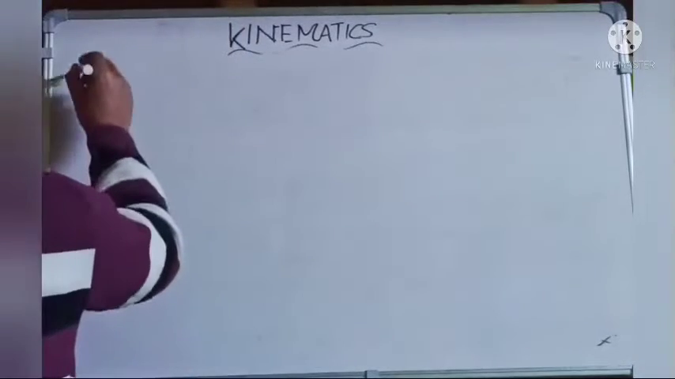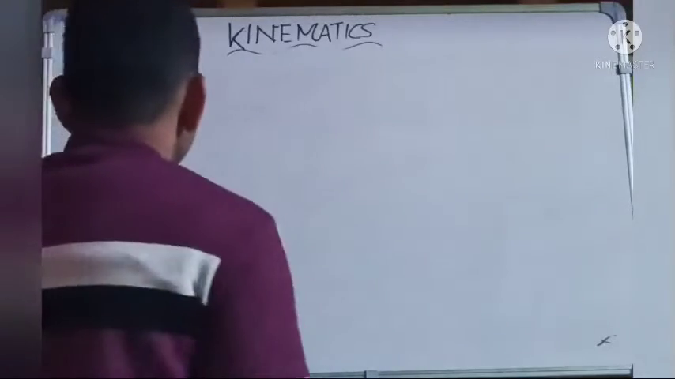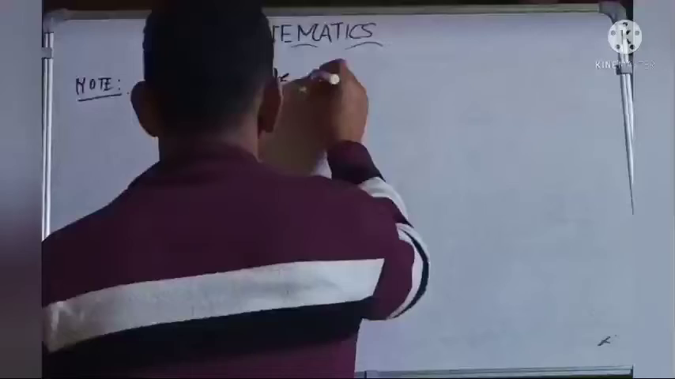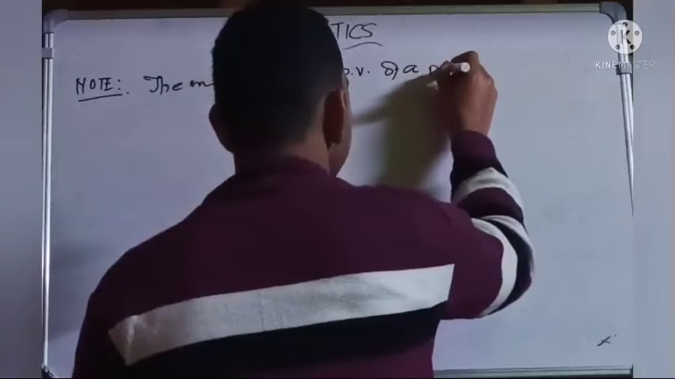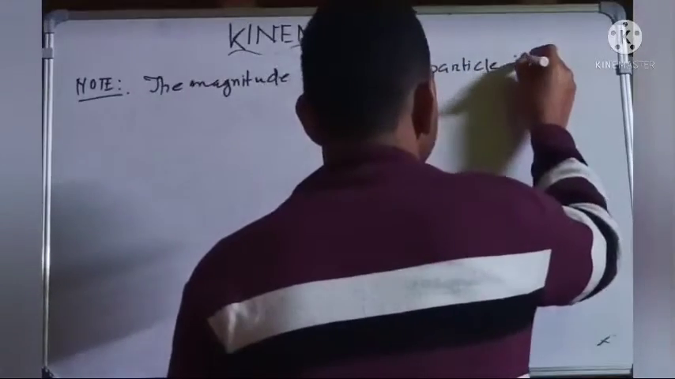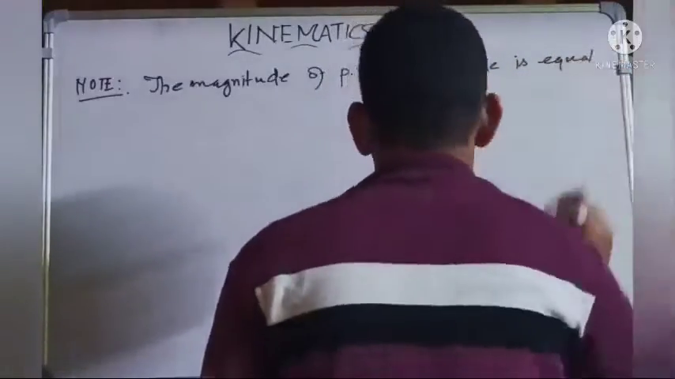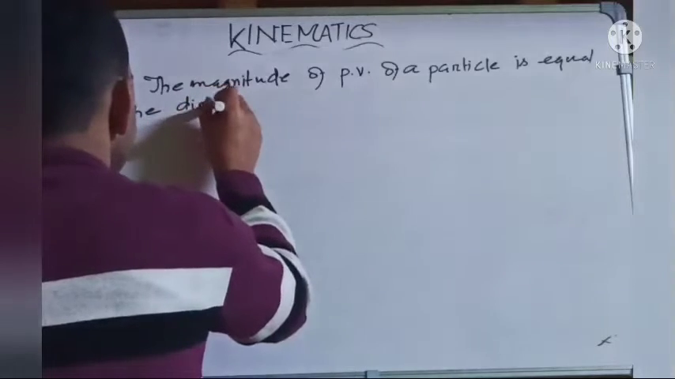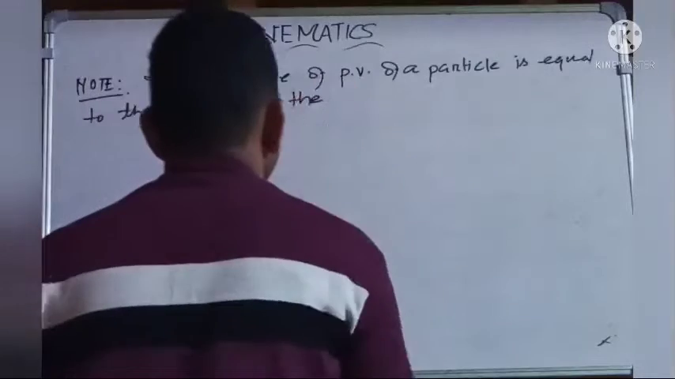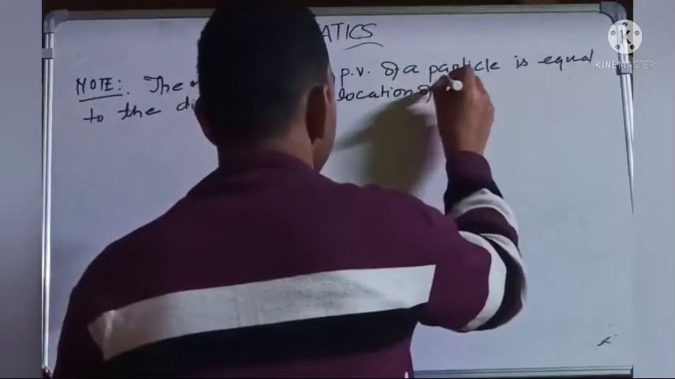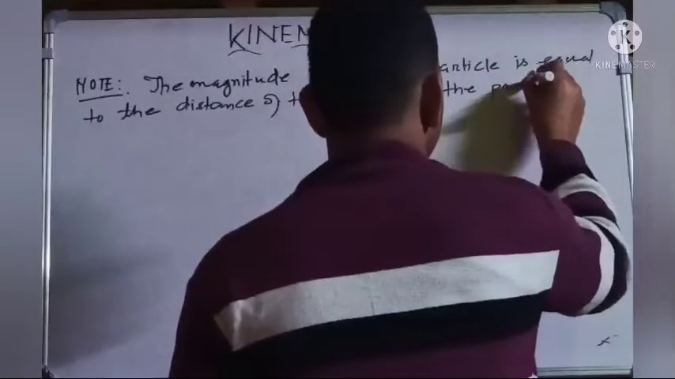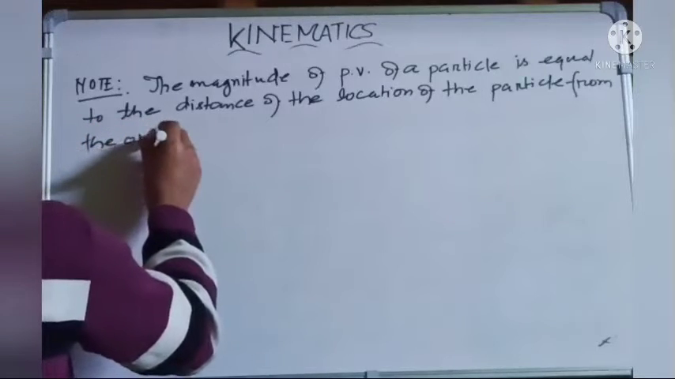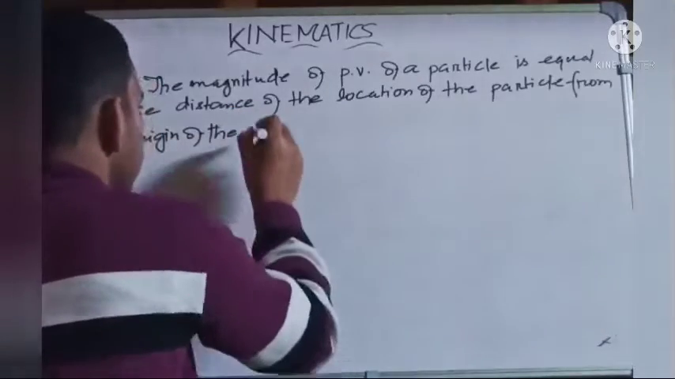Now, let's write a note. The magnitude of the position vector of a particle is equal to the distance of the location of the particle from the origin of the reference system.